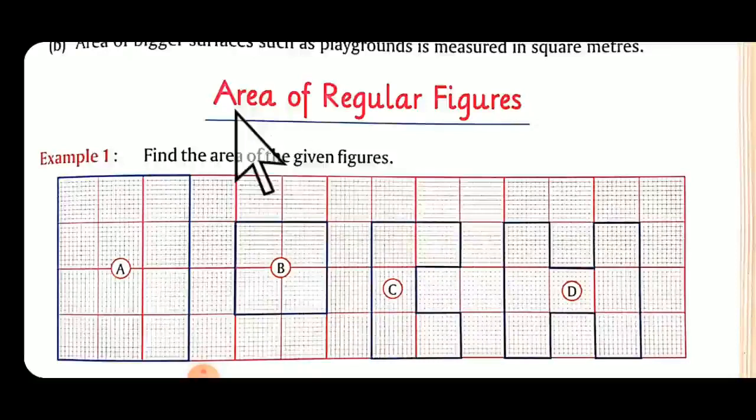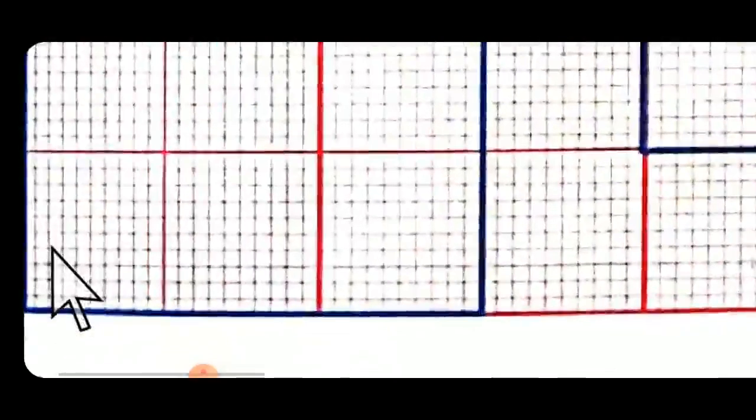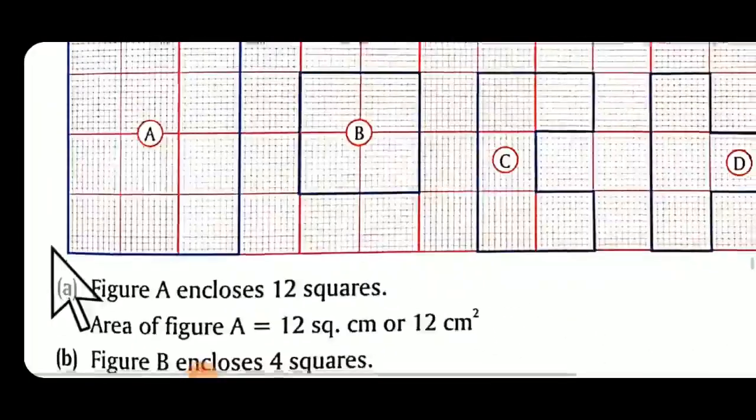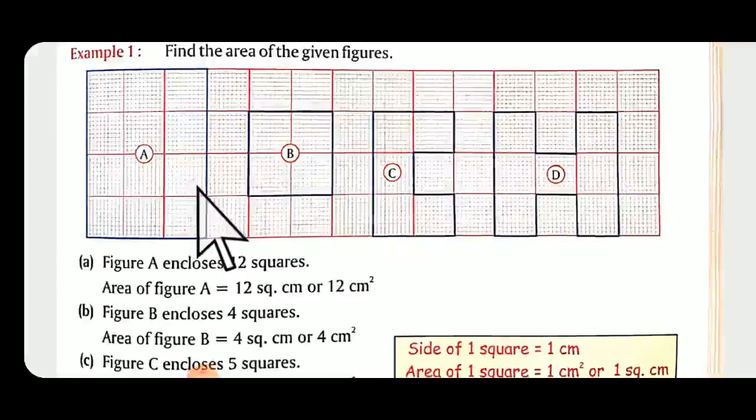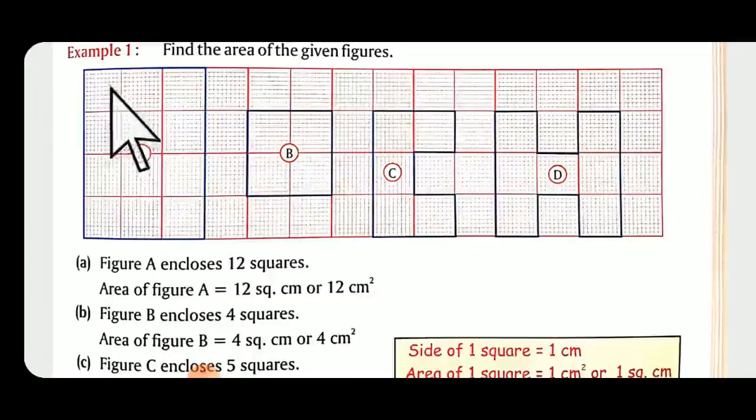Let us see the figure. Area of regular figures. Find the area of the given figures. See, first the blue line you see. You can check. How many boxes are there? 1, 2, 3, 4, 5, 6, 7, 8, 9, 10, 11 and 12. Find a closed figure. How many squares? 12. So what is the area of this figure?